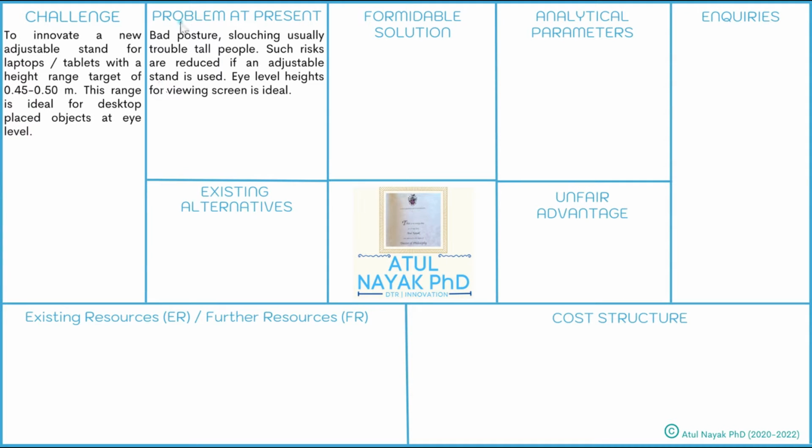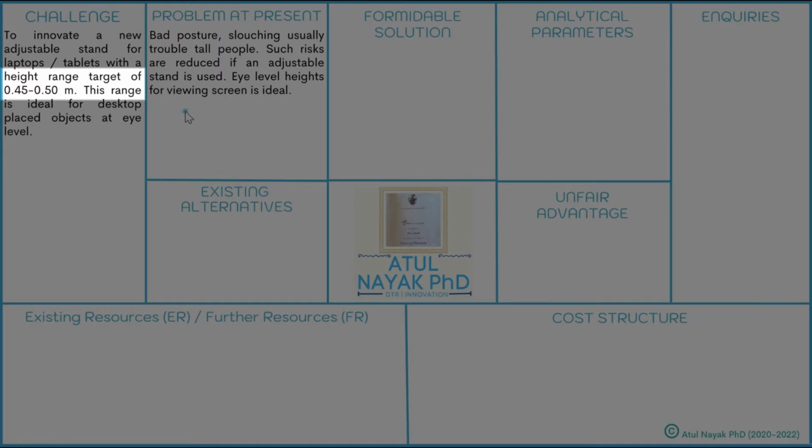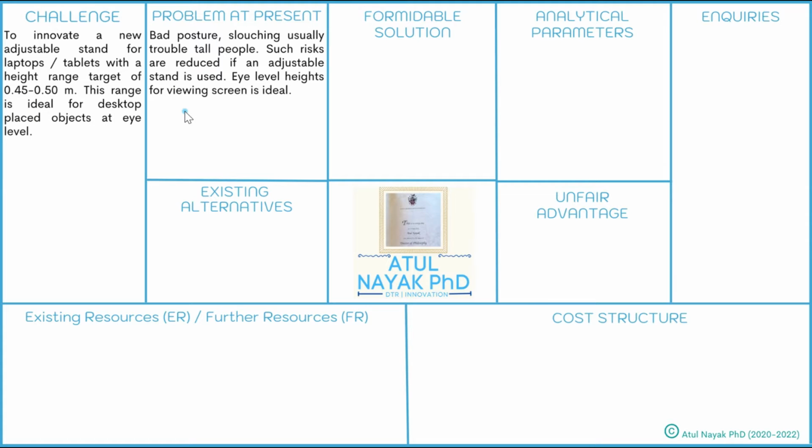So the adjacent column here is entitled Problem at Present. The height range for eye level was already stated. Why? The problem is that if you are tall, you will understand the risks of getting back pain by slouching. Just about eye level view is required for regular device use. Hence, an adjustable gadget supporting stand for laptops and tablets is the solution here.